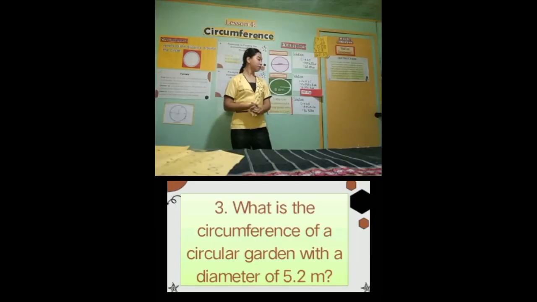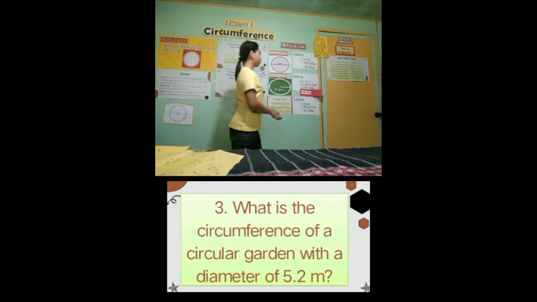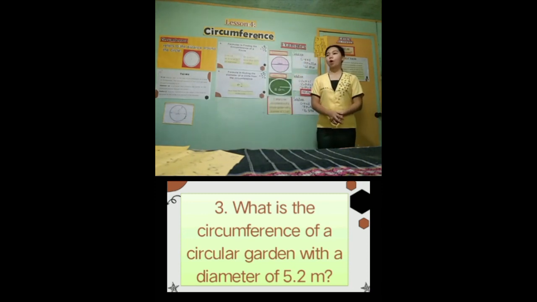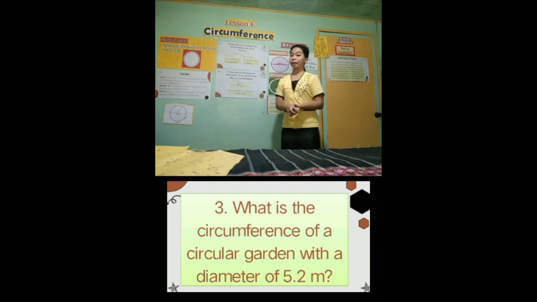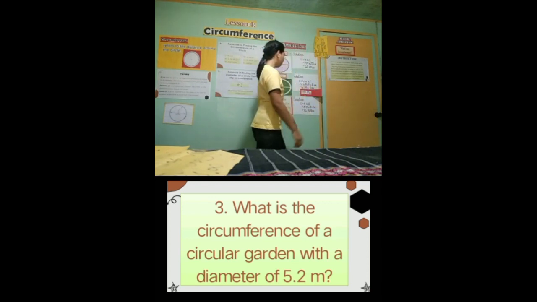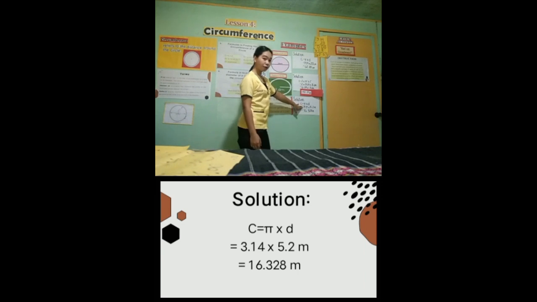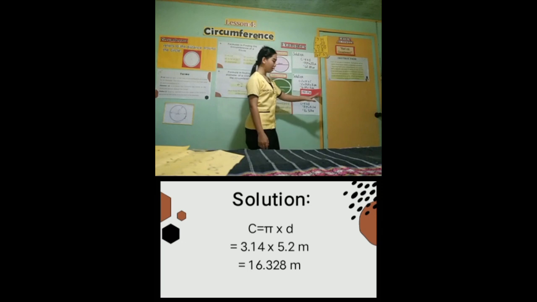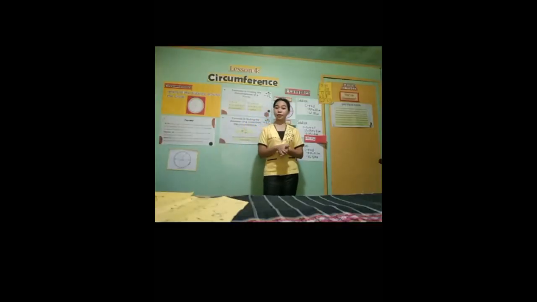So for the third example: what is the circumference of a circular garden with a diameter of 5.2 meters? Alright. For this one, Harry, what formula do you think we are going to use? Alright, very good. Circumference is equal to pi times the diameter. Same as the process in number 1, we use the formula and then we substitute, and after we multiply these two factors, we have the product, which is 16.328 meters.